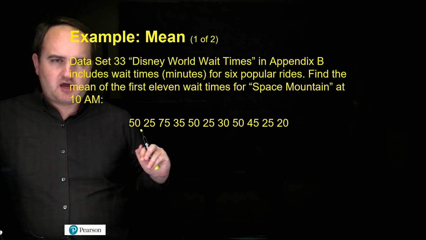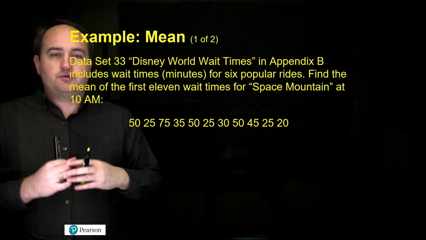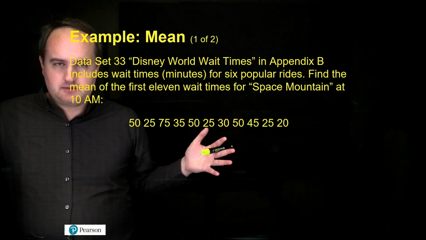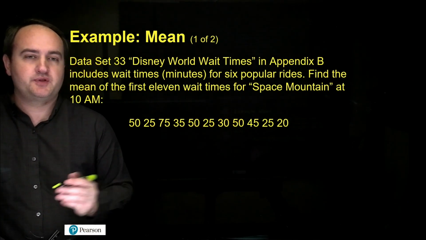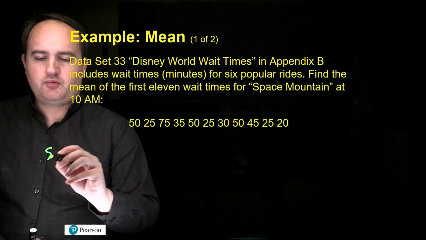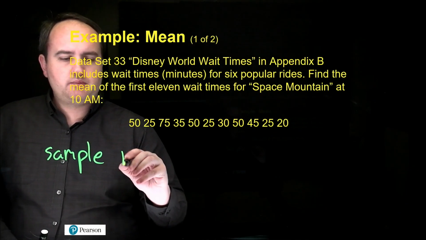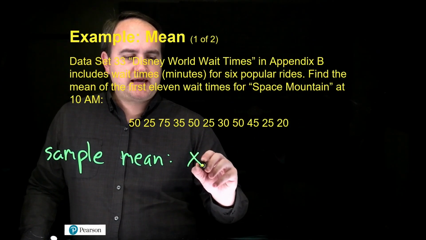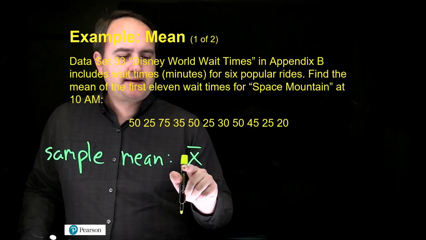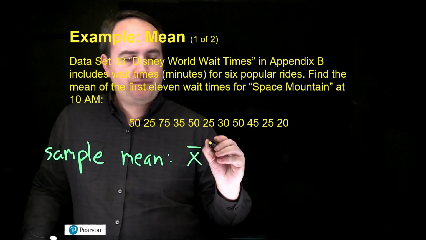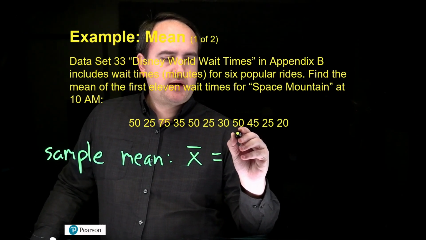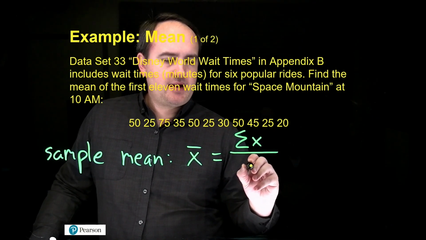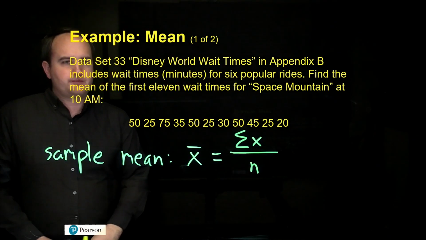Here, this is obviously going to be a sample because this doesn't include all of the wait times at Disney World for all of the rides. That would be the population. So we're not calculating a population mean. We're calculating the sample mean, which is going to be, the formula is x bar. So it looks like x with a horizontal line above it. And this equals, in the numerator, sum of x, the sum of all the data values, divided by lowercase n in the denominator.